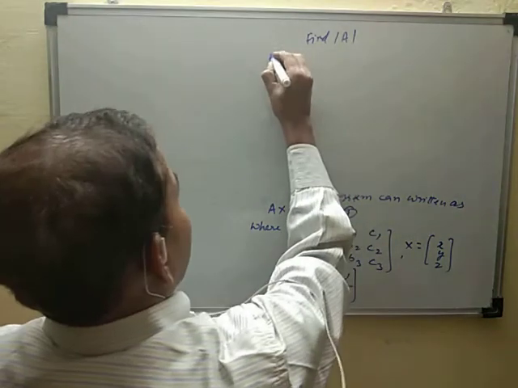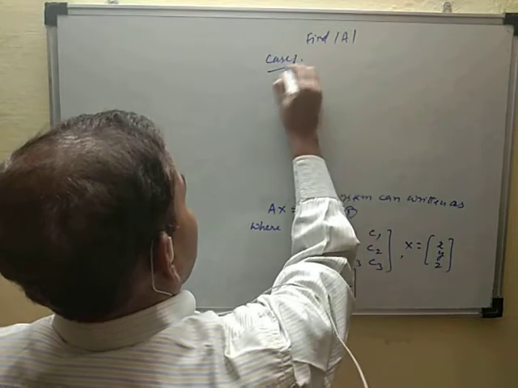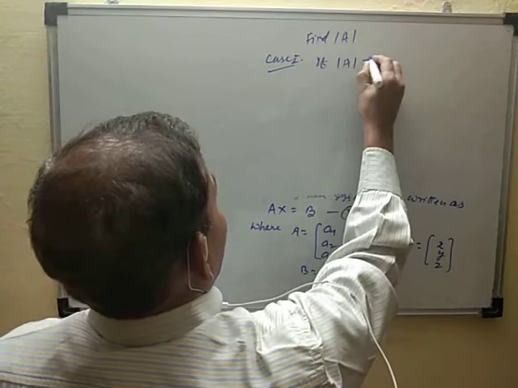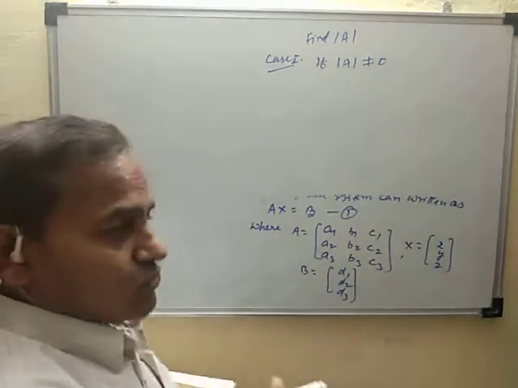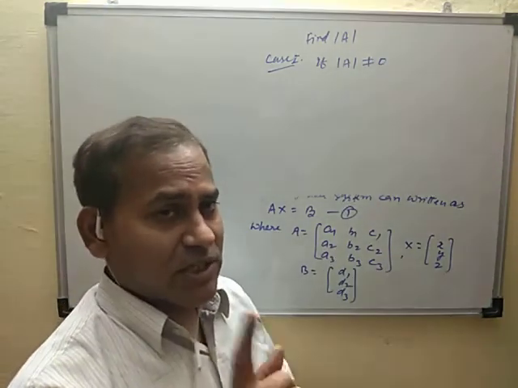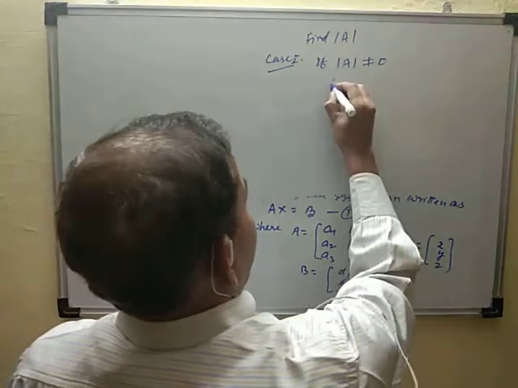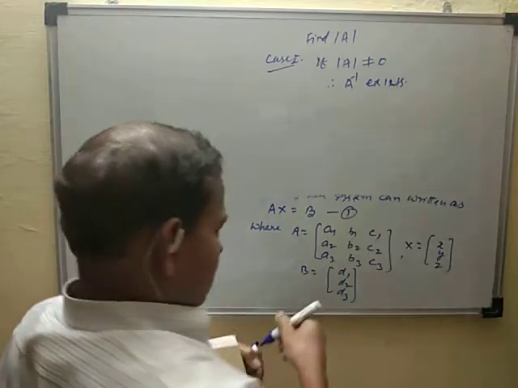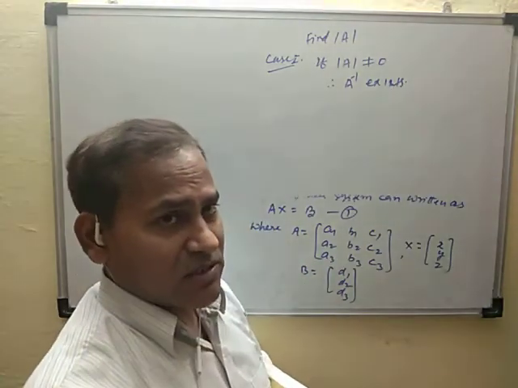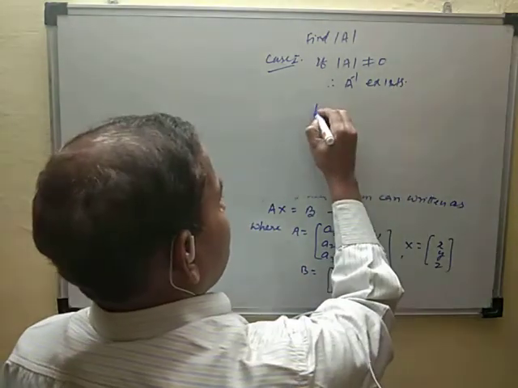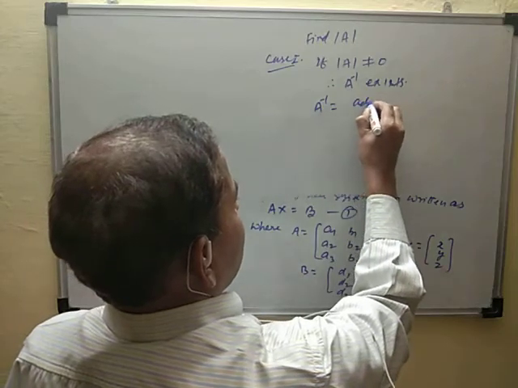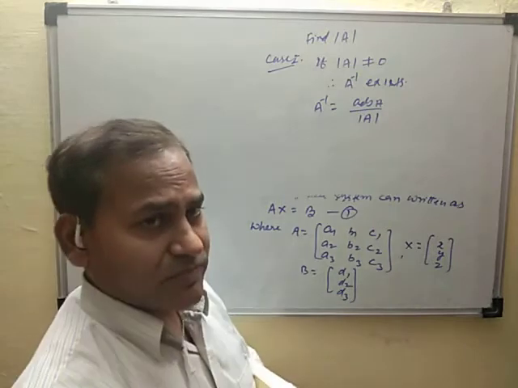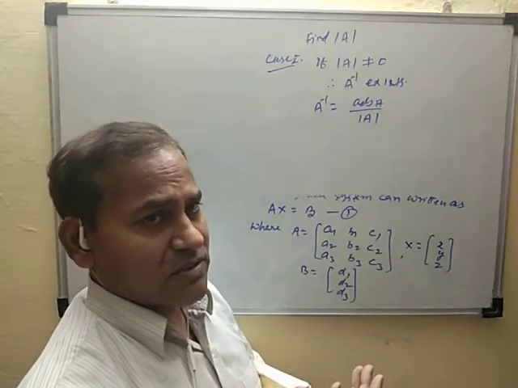So case 1, suppose determinant of A is non-zero, then inverse exists. Therefore A inverse exists. Now find A inverse. And what is A inverse? A inverse is adjoint of A divided by determinant of A. फाइंड कर लेंगे इनवर्स.